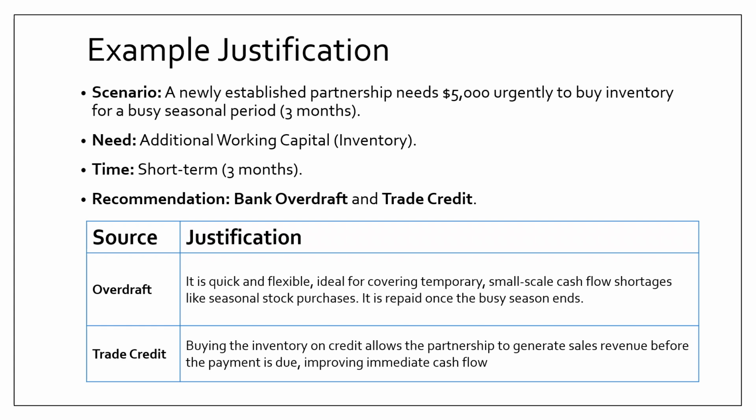It is quick and flexible, ideal for covering temporary small scale cash flow shortages like seasonal stock purchases. It is repaid once the busy season ends. And number two, it's trade credit. That is buying the inventory on credit allows the partnership to generate sales revenue before the payment is due, improving immediate cash flow.